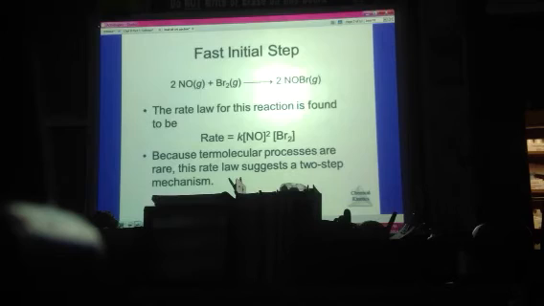Let's say that we have a fast initial step. Let's say we have 2 nitrogen monoxide plus bromine making 2 NOBr. The rate law for this one is experimentally said to be k times the nitrogen monoxide concentration squared times the bromine concentration. This is a termolecular process. We just said that termolecular processes are very rare, so they don't happen in a single step. So this just will not occur all by itself. Something else is going to have to happen.